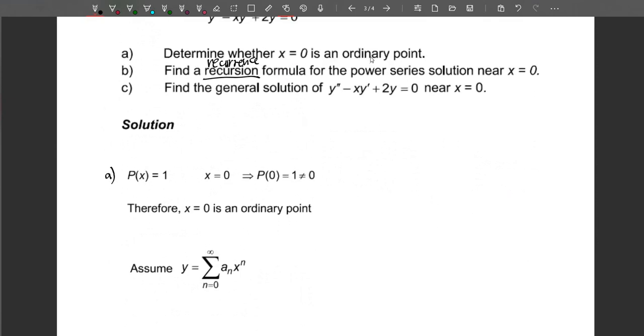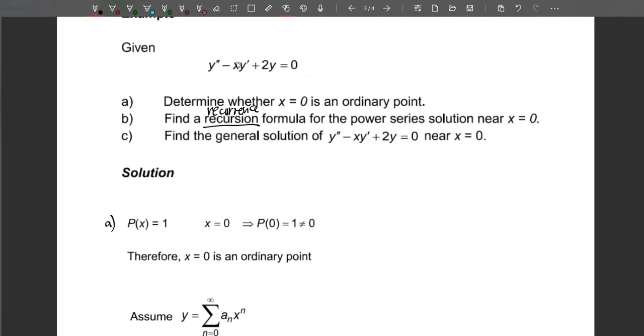Determine whether x equal to 0 is an ordinary point. So refer to your P(x). P(x) here is equal to 1. Substitute x equal to 0 in P(x). So we have P(0) equal to 1, which does not equal 0. And therefore, x equal to 0 is an ordinary point.